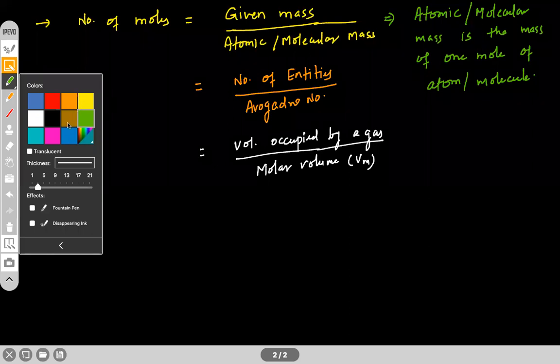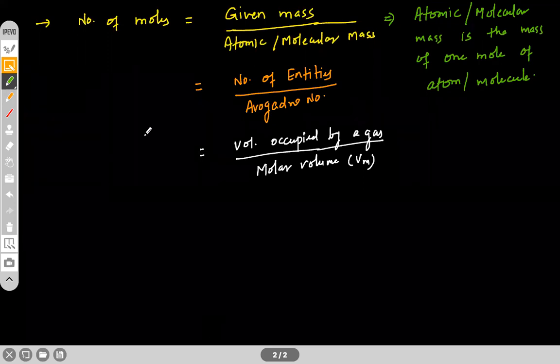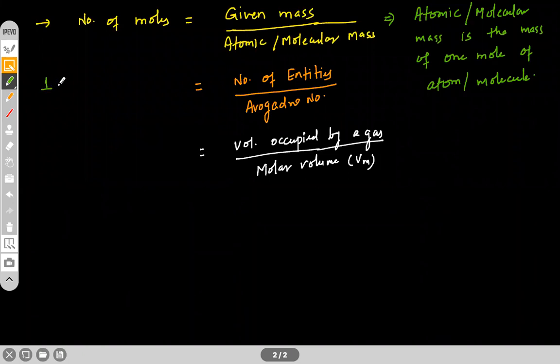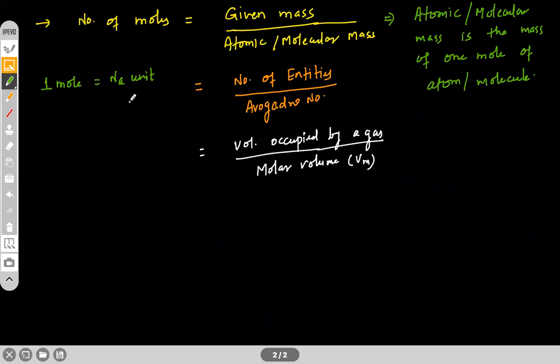Now, number of entities divided by Avogadro number, why do we have this formula? Because we also know that 1 mole is nothing but any quantity, 1 mole is equal to any unit. So number of units divided by Avogadro number is nothing but the number of moles. So that's why we have this formula.